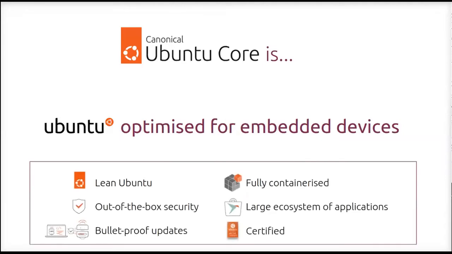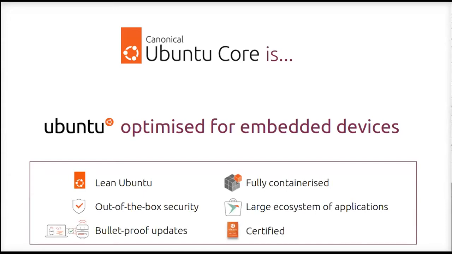It is based on the Ubuntu LTS version, using the same kernel and libraries, but removing all the unnecessary packages so that it is more lightweight. And as it is based on an LTS version, it has up to 10 years of support. It is fully containerized based on snaps. That means that all the applications have to be snaps that are strictly confined. And we will see that later in the next slide.